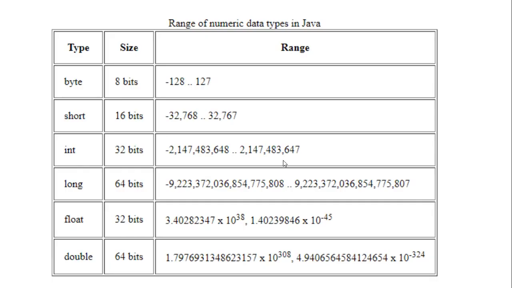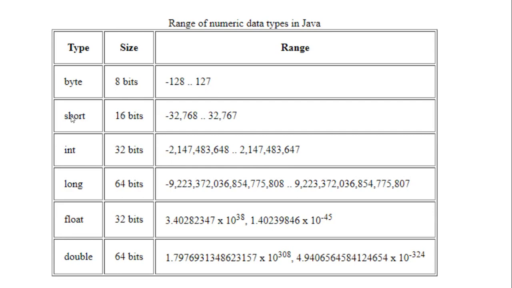Each and every individual data type has its own range, meaning the byte data type size is 8 bits and its range is minus 128 to 127. So the maximum value stored in a byte data type variable is from minus 128 to plus 127.